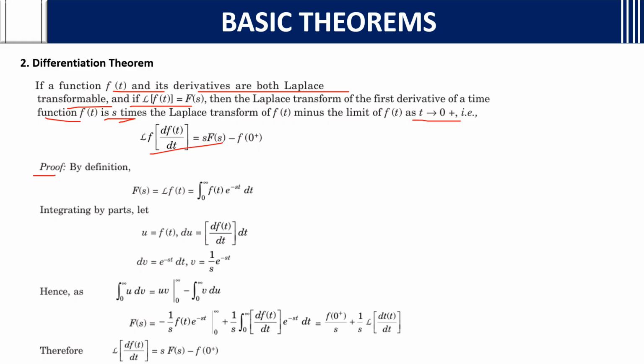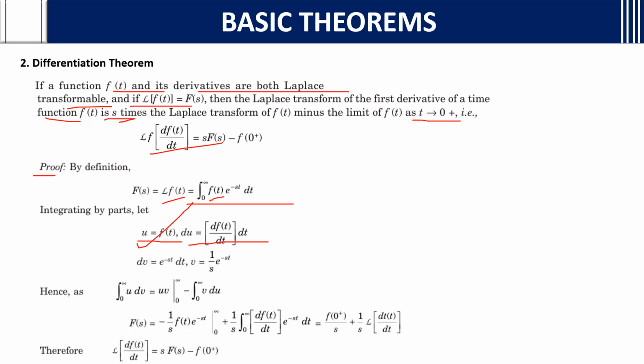So how does this come? We'll see the proof. By definition, F of s is equal to the Laplace transform of f of t. We know the Laplace transform of f of t is the integral from 0 to infinity of f of t e power minus st dt. Integrating by parts, we can write u is equal to f of t and du is equal to d by dt of f of t dt.